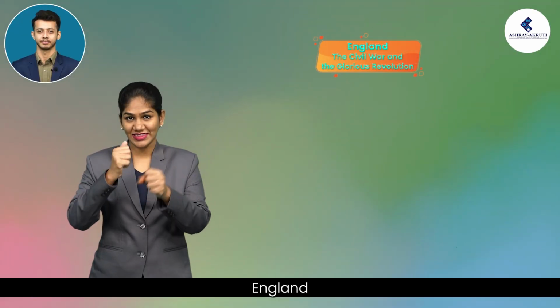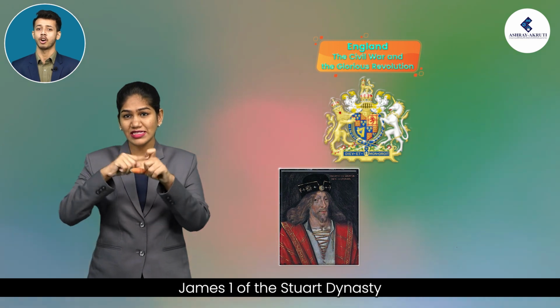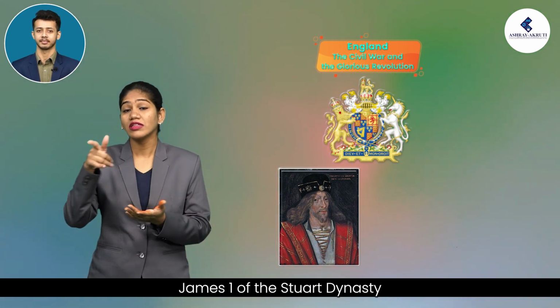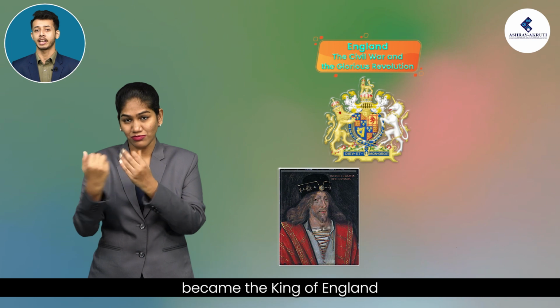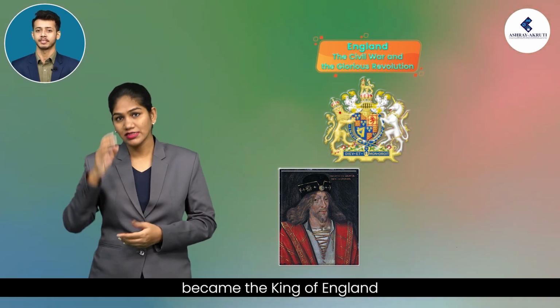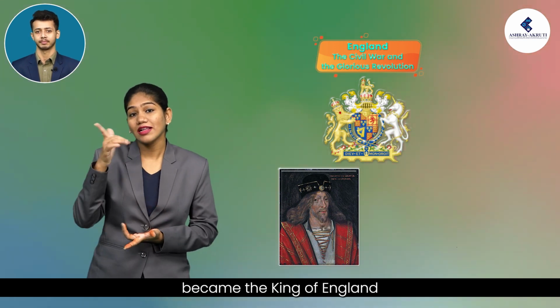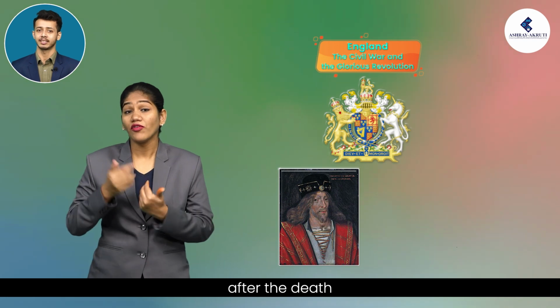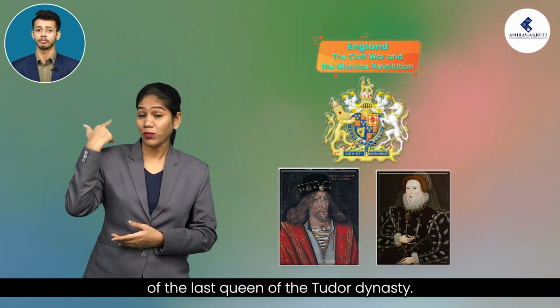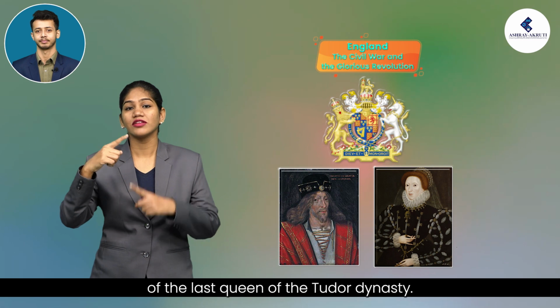England, the Civil War and the Glorious Revolution. In 1603 CE, James I of the Stuart dynasty became the King of England after the death of the last queen of the Tudor dynasty.